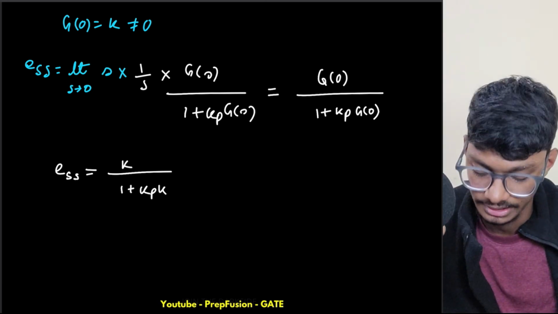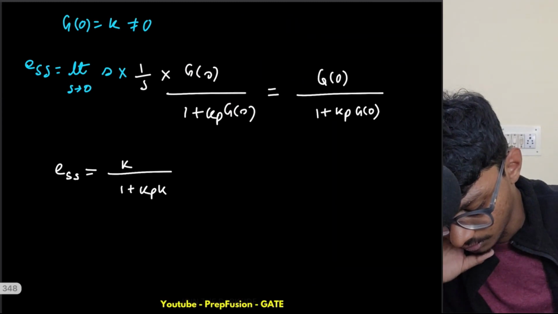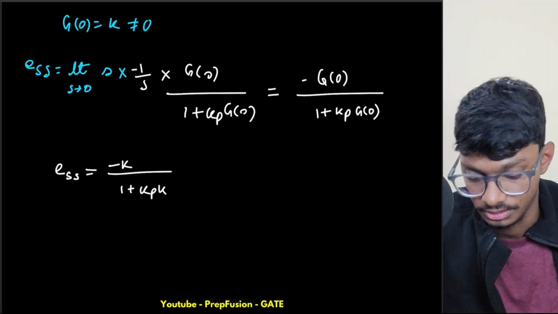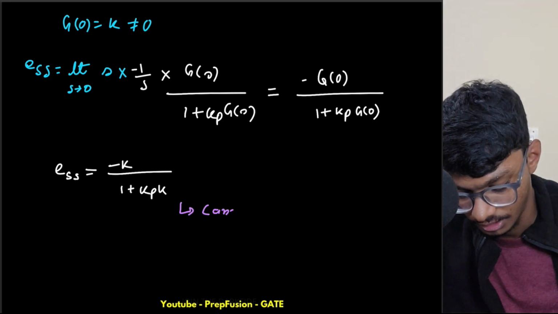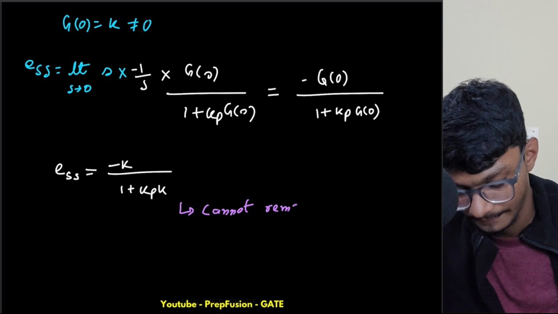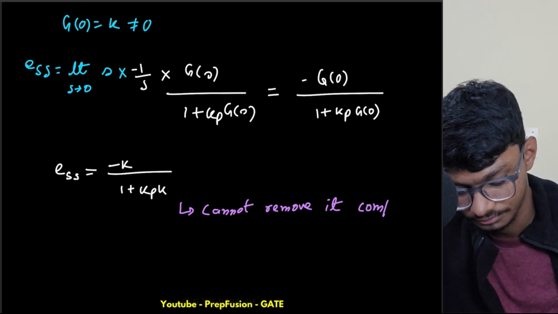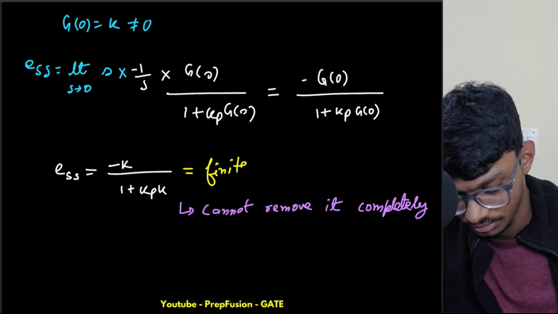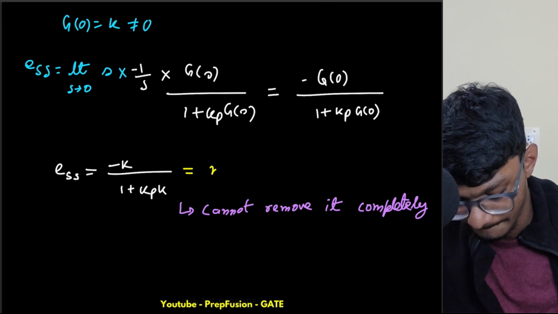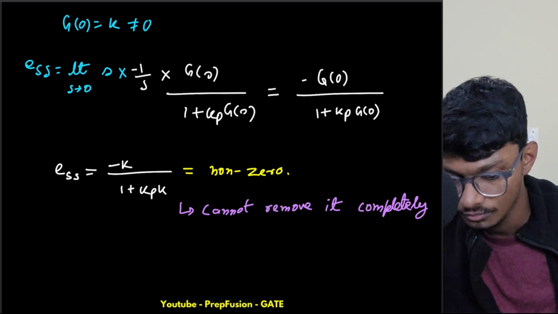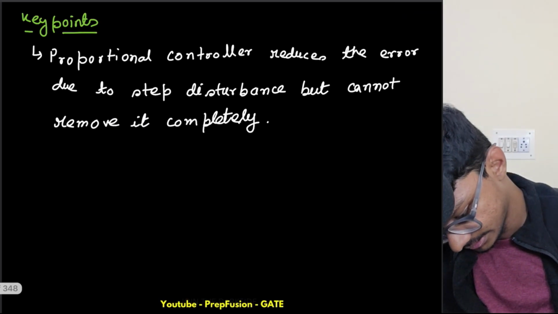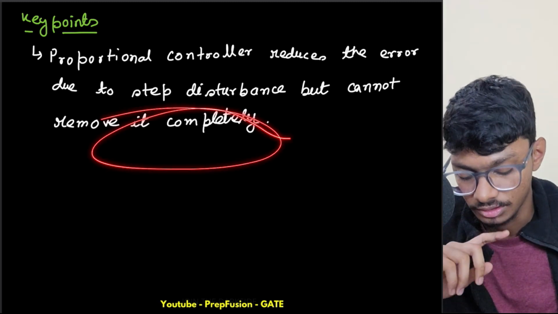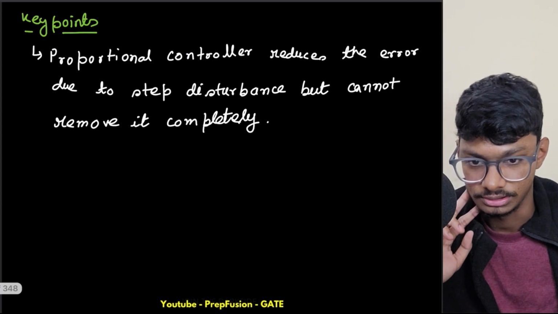Now here also we can see, sorry, there is a negative sign also, I forgot the negative sign here. This will be minus, so it can't go to 0 completely, we cannot remove it completely. And this is non-zero, so we cannot remove it totally. As I said here, the proportional controller reduces the error due to step disturbance but cannot remove it completely. This is one thing that you have to keep in mind. So this is it for the proportional controller.